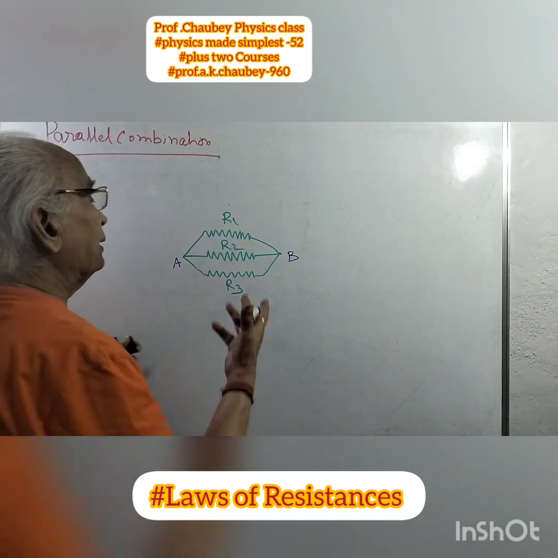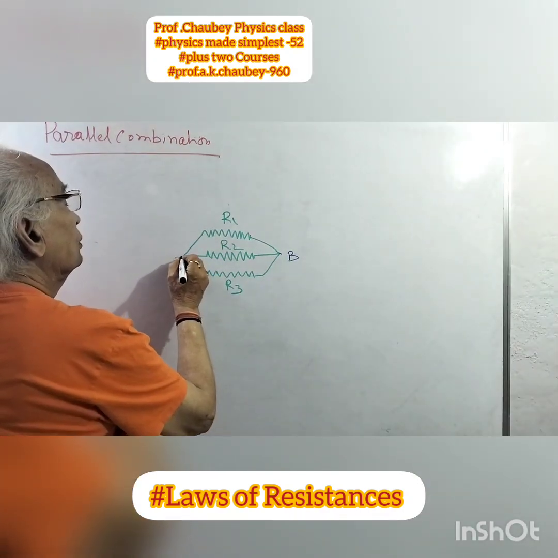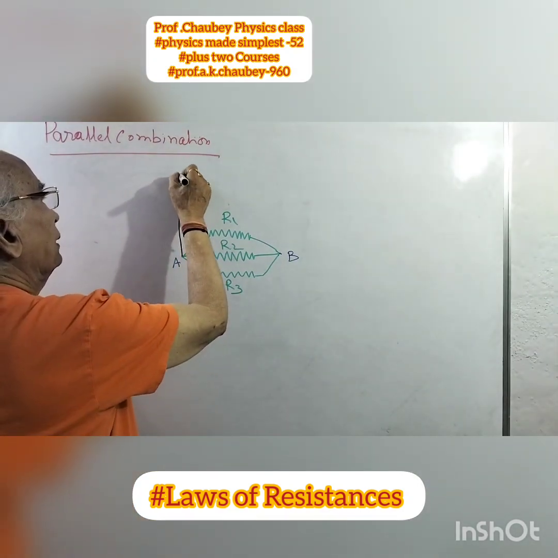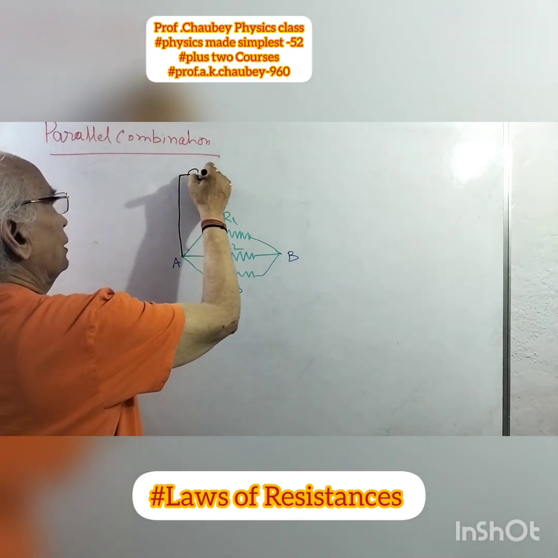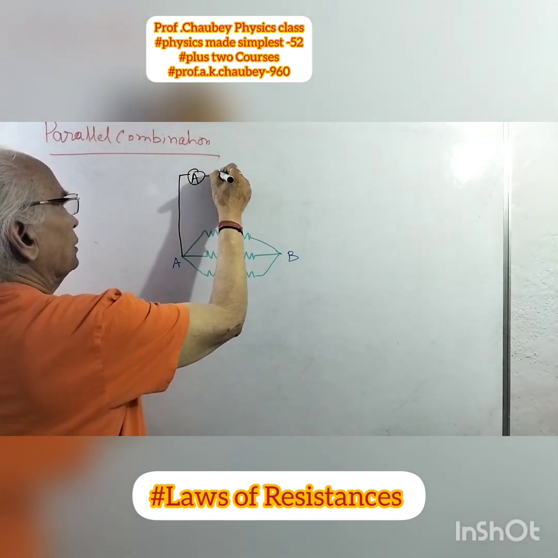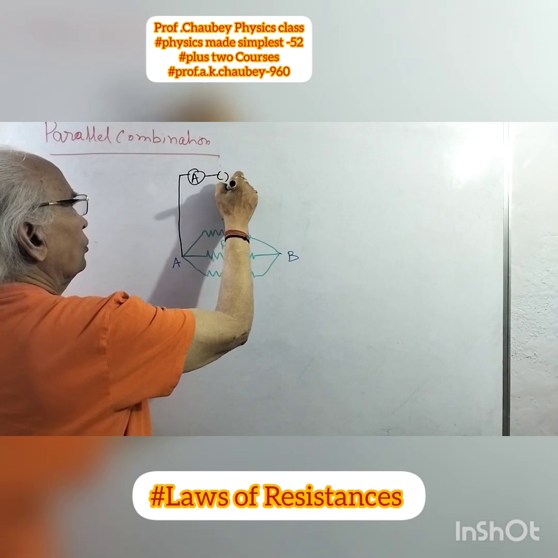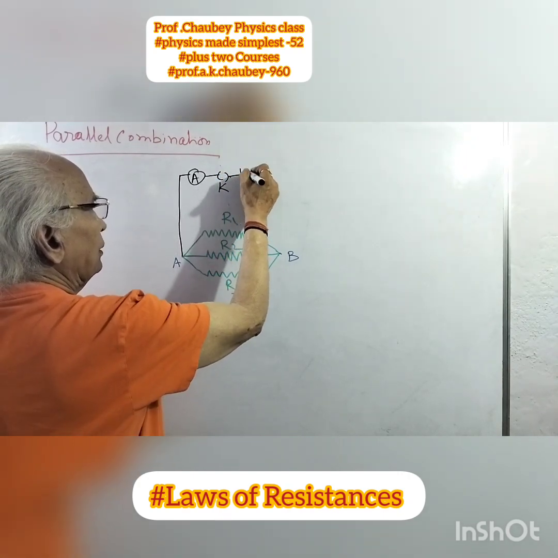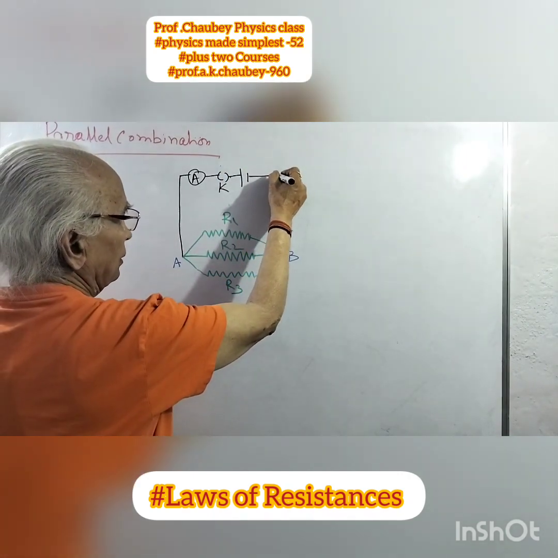Now what I do, I connect this also to a circuit, like, say, I have one ammeter, I have one key, say a key to open, and then I have a battery, and then I connect it here.